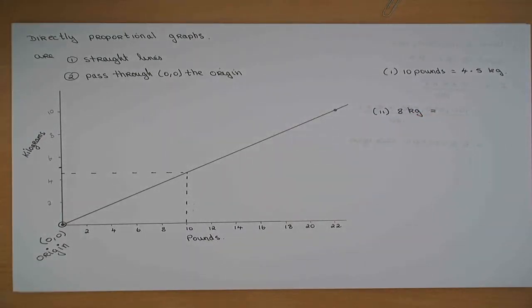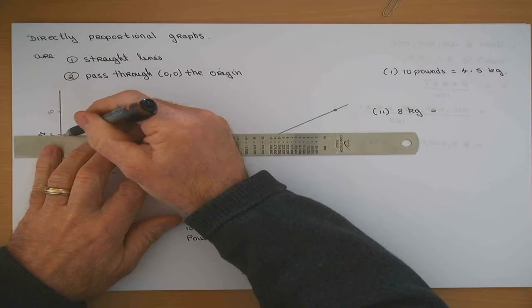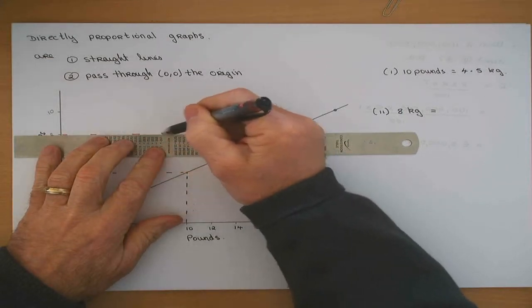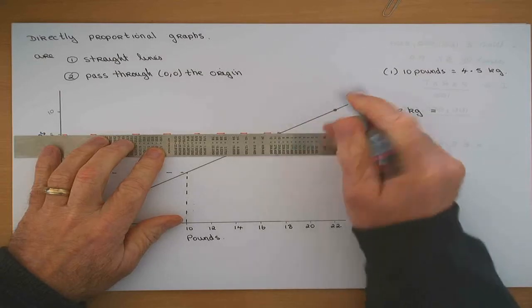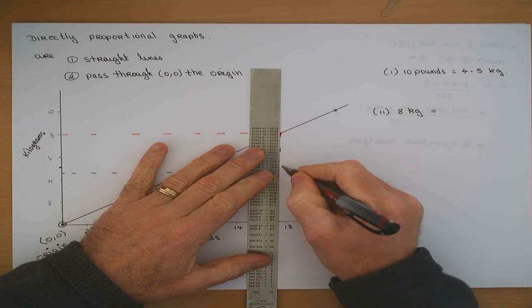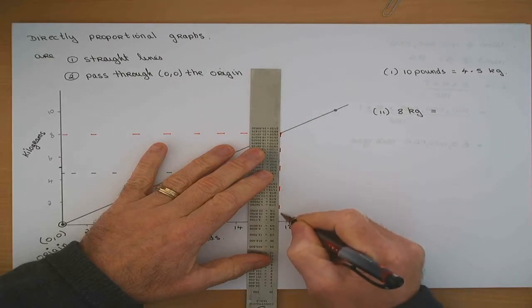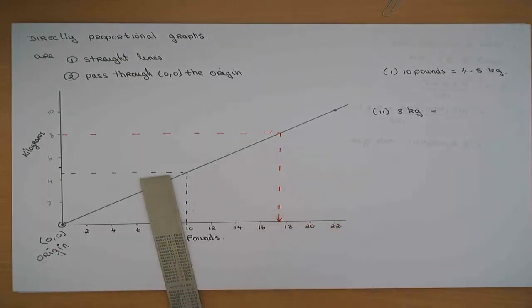I'd also be able to tell me what 8 kilograms was. How would you tell me what 8 kilograms is? You start at 8 kilograms and you go across. You hit the graph. And you go down. And that's the answer. Yes?